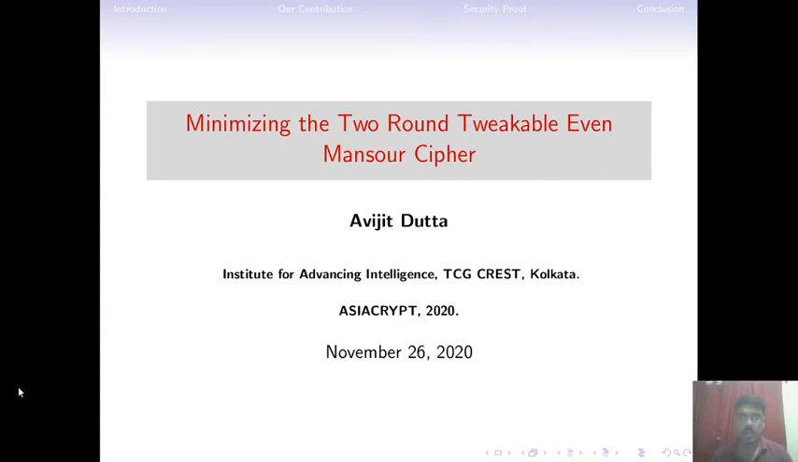Hello, I'm Avijit Dutta, and today I'm going to present the work Minimizing the Lowdown Tweakable Even-Mansour Cipher. So, it is about designing a tweakable block cipher.